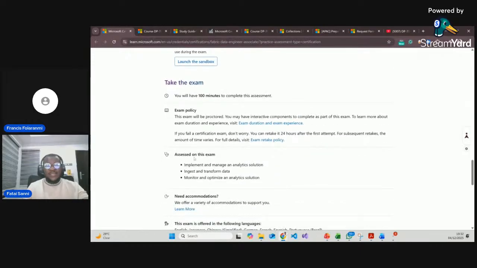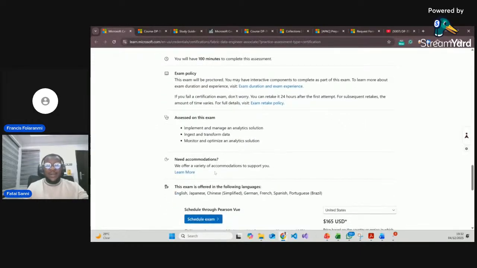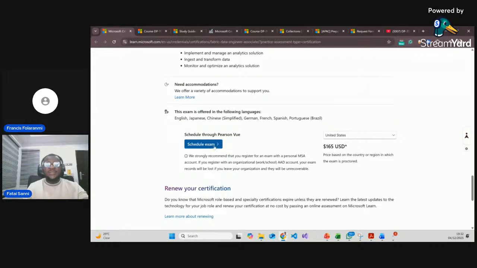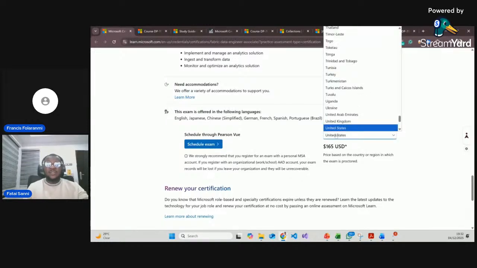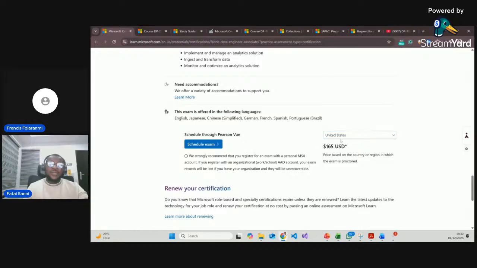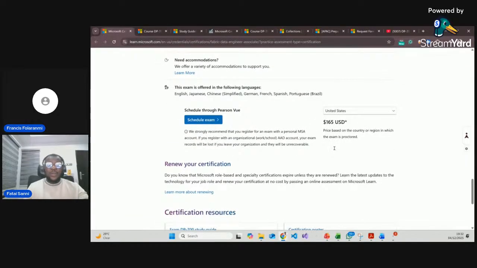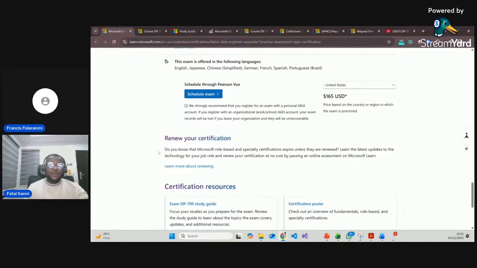What are the skills assessed on this exam? What are the accommodations and all? And then you see a link to schedule your exam here. Of course, there are specified prices for different countries. I'm not going to talk about that now. If you choose your host country and you get a voucher for this exam, you're going to get 100% of this knocked off, okay? And so on and so forth, okay?